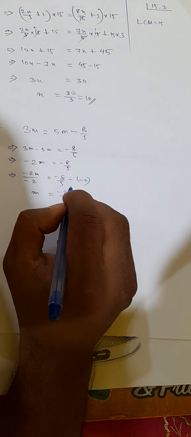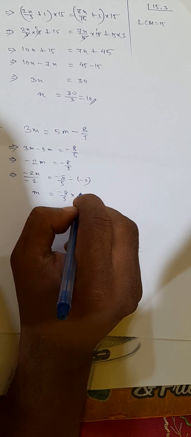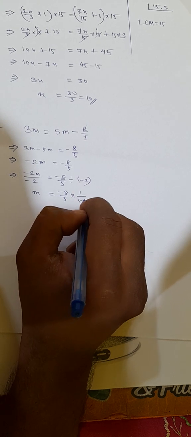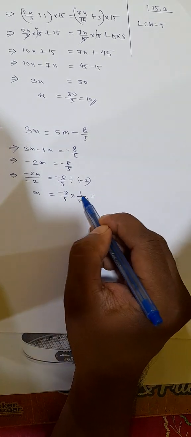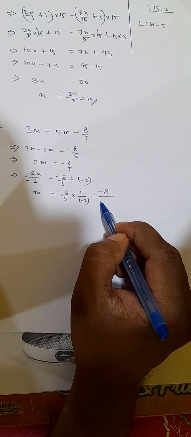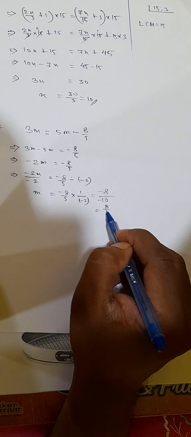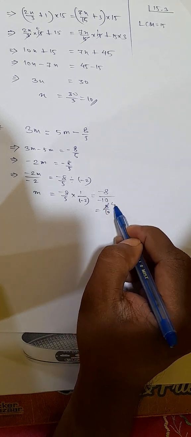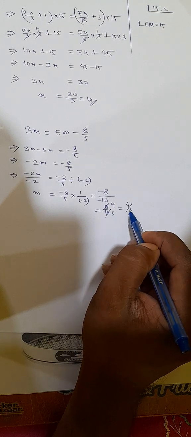Now when we write the multiplication sign here, we will write the reciprocal, 1 by minus 2. Now this becomes minus 8 into 1 is minus 8, 5 into minus 2 is minus 10, minus and minus cancel each other, 8 by 10. In lowest terms, 2 4s are 8, 2 5s are 10, the answer is 4 by 5. This is the answer.